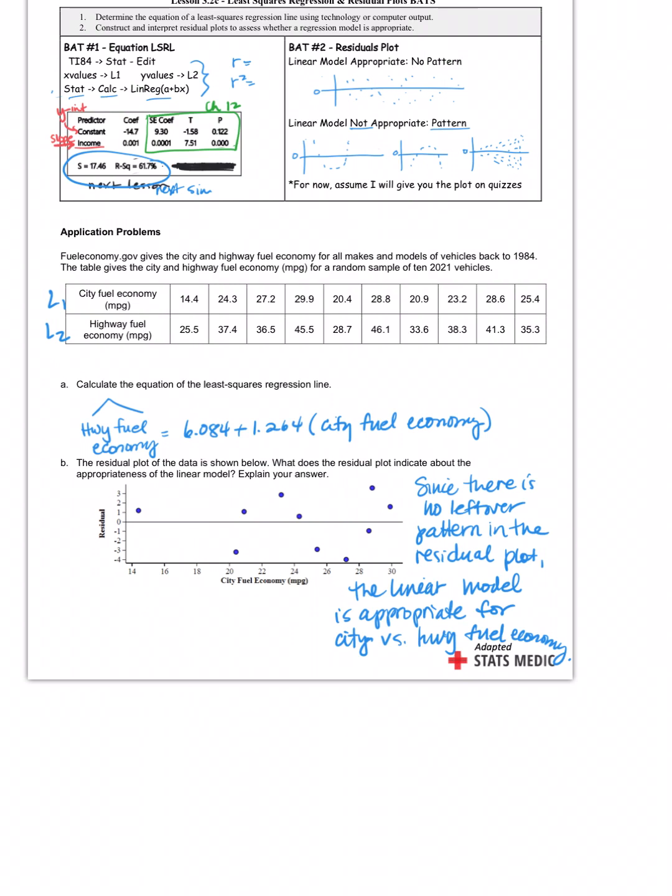By leftover pattern, I mean this. Like on your scatter plot, there's a pattern, right? Looks linear. That's the original pattern. But when we do the residual, it's like, is there still a pattern? That's what I mean by leftover pattern. Okay? We good with that? Okay, so let's jump over to the next one.